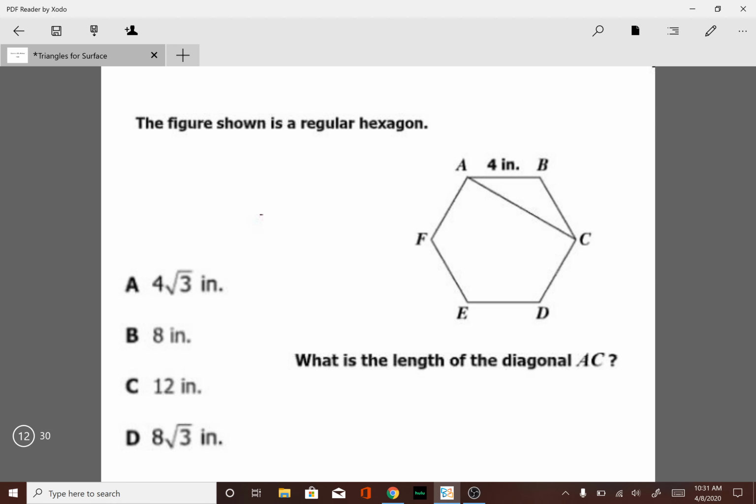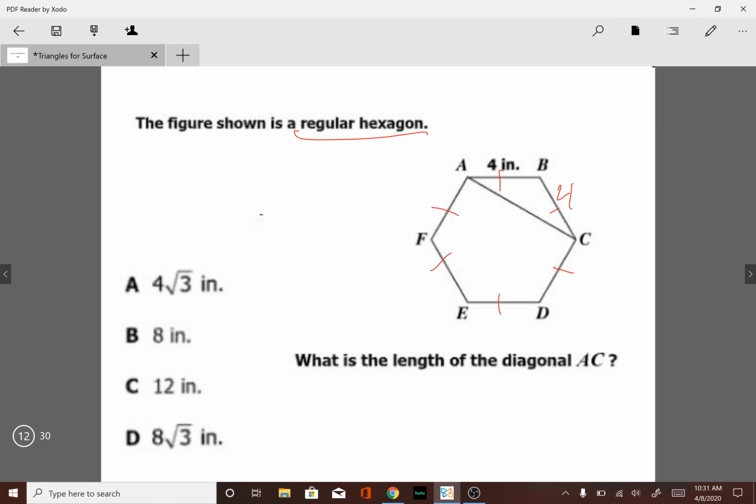So the figure below is a regular hexagon. What is the length of the diagonal AC? Well, if it's regular, we know that this one is 4. So that means the other side also has to be 4, because remember, if we have any regular polygon, that means all the sides are going to be the same length. So we know the 2 sides are 4. So what is the length of the diagonal AC?